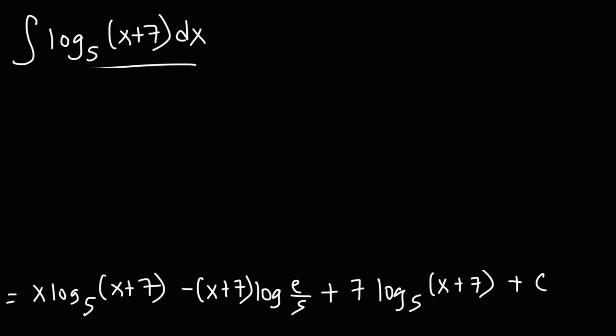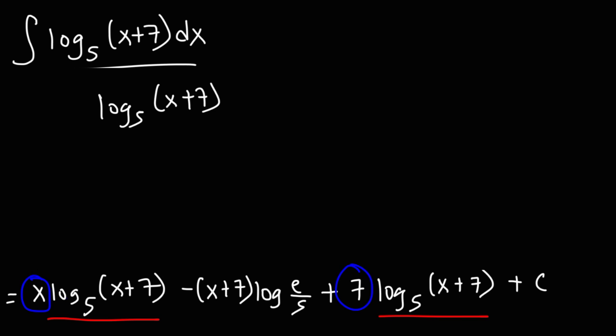Now, what do you think we need to do next? Our next step is to factor. Let's factor out that particular log expression. So if we take out log base 5 of (x plus 7), let me write it like this. If we factor it out, notice that we have an x and a plus 7 in front of it. So I'm going to put that in the front. So that becomes (x plus 7) times log base 5 of (x plus 7). And then we just have this left over, minus (x plus 7) log.